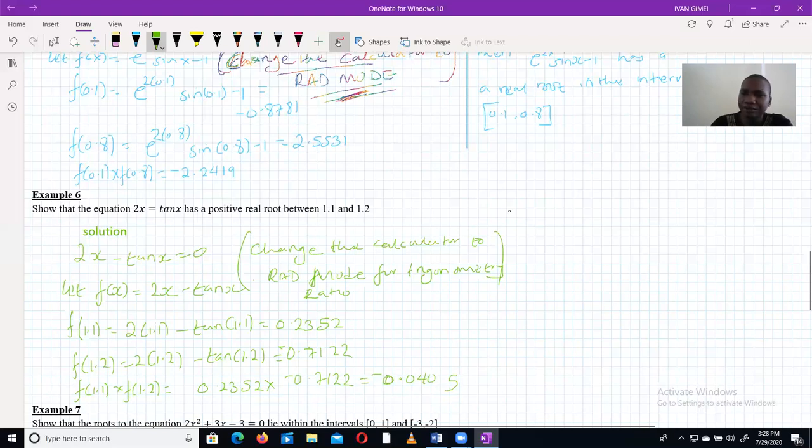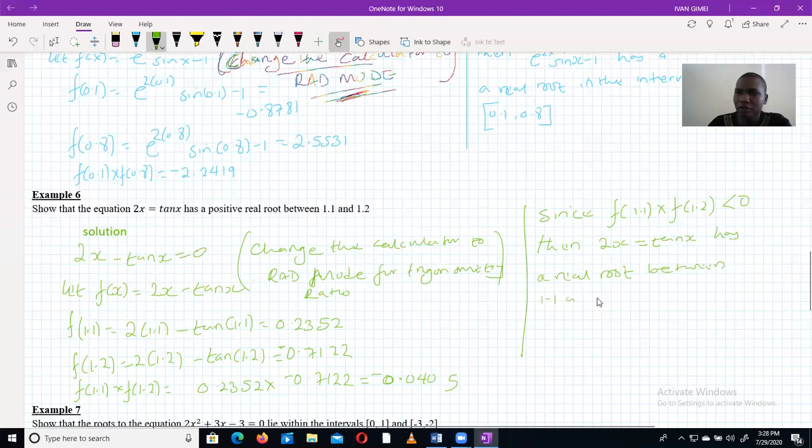Then you conclude again. Say since f of 1.1 times f of 1.2 is less than 0, then our function 2x equals tan x has a real root between 1.1 and 1.2, like that. So that's what we do.